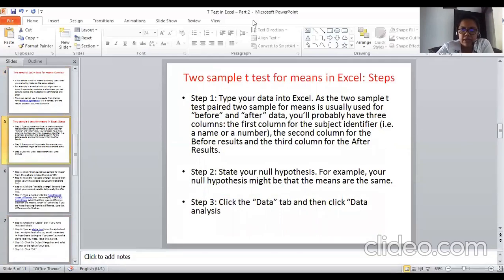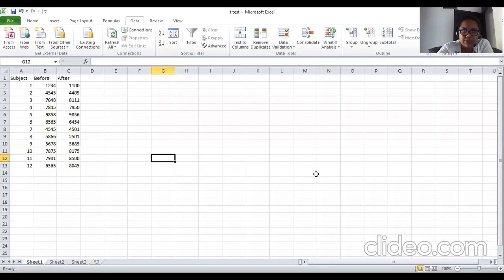Since, in order to save time, I have already entered the data into the Excel sheet, this is the Excel sheet you can see. Now refer to the slide. What is the first step? The first step was to enter the data. Then we were asked to derive the null hypothesis. So what is the null hypothesis?